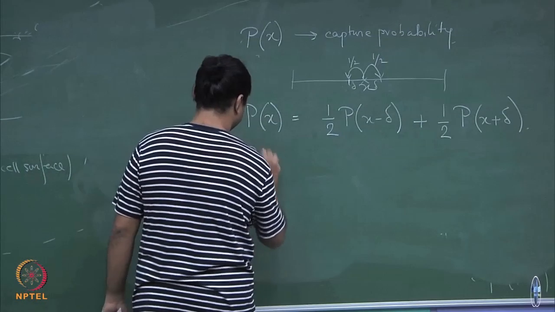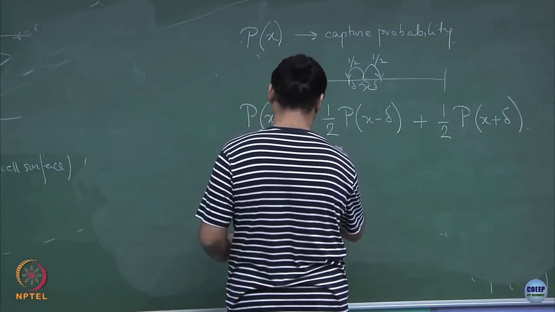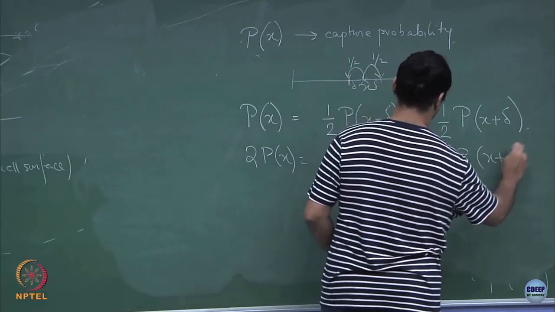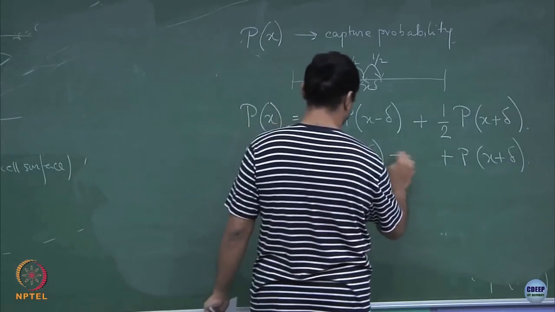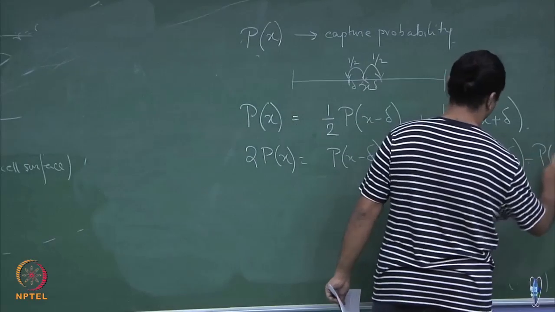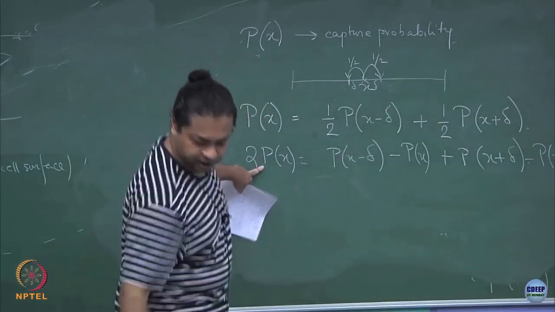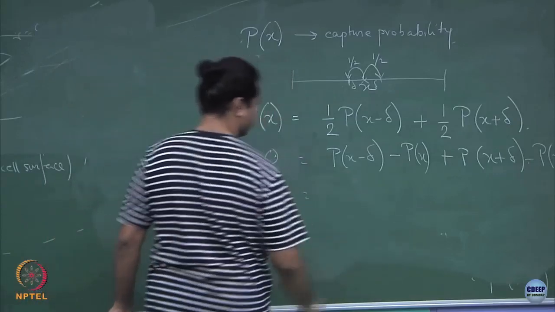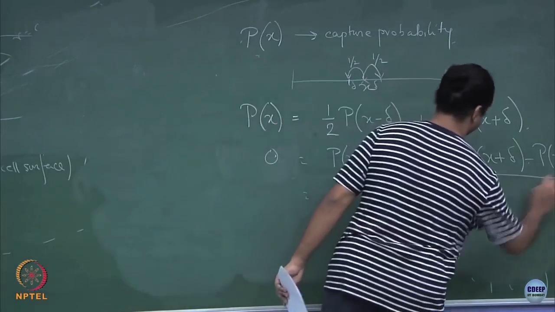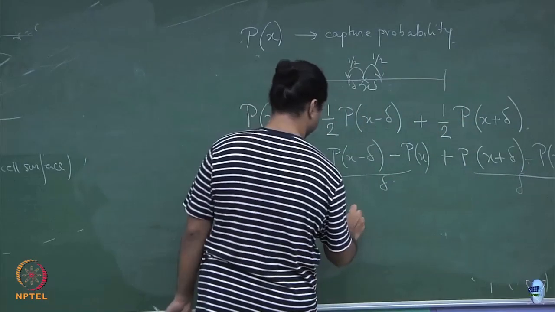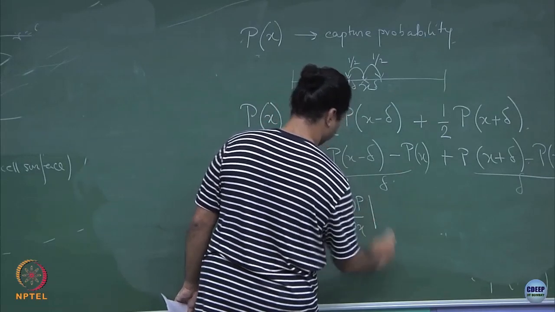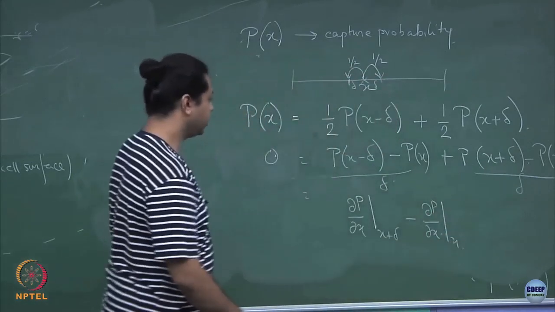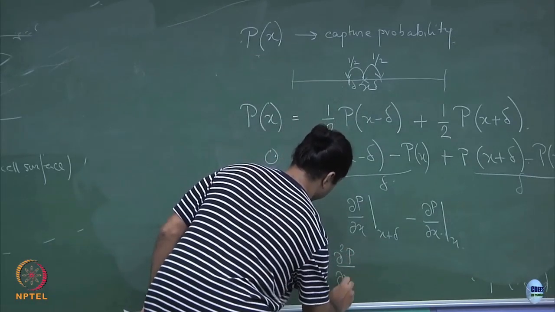So, now I can take the continuum limit of this. So, 2 p of x is p of x minus delta plus p of x plus delta, right. Let me subtract p of x here and p of x here, which means that I have taken the left hand side to 0. What is this? If I divide throughout by delta, this is del p del x at x plus delta minus del p del x at x, which is del 2 p del x 2.